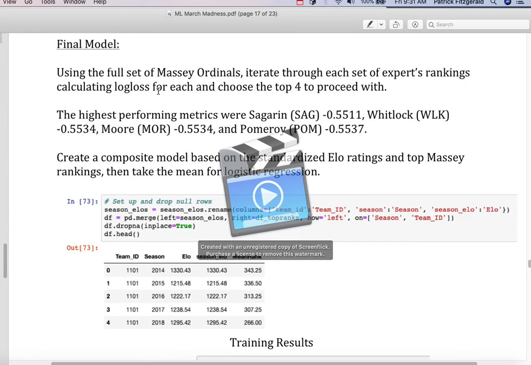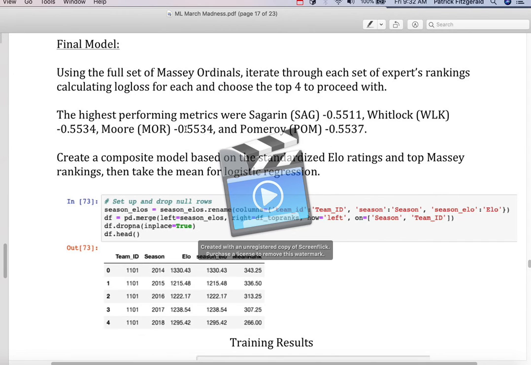This utilizes the full set of Massey ordinals. The Massey ordinals has something like 20 expert rankings of all the teams in the nation, basically. So what I did was I took the full set, I iterated through each set of expert rankings, calculated a log loss for each using just that particular expert's rankings to get a log loss for each expert. And then I took the top 4 and then I averaged them to move on with. So the highest performing metrics were Sagarin, Whitlock, Moore, and Pomeroy.